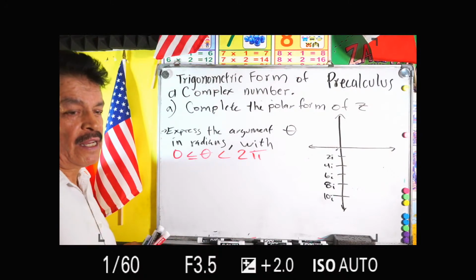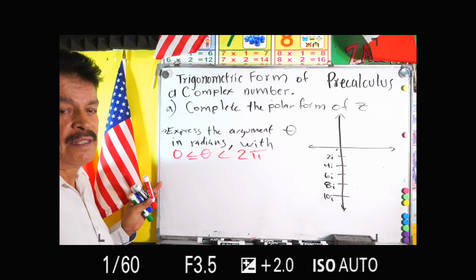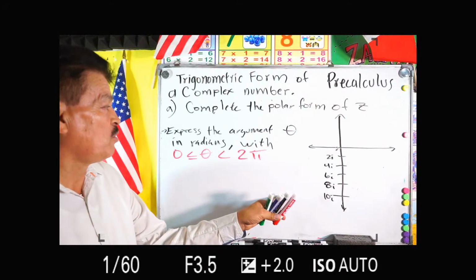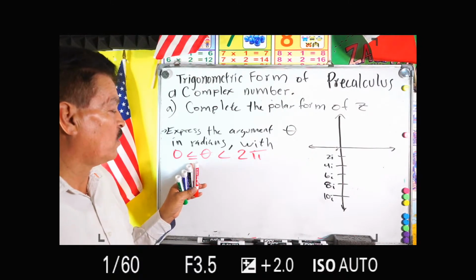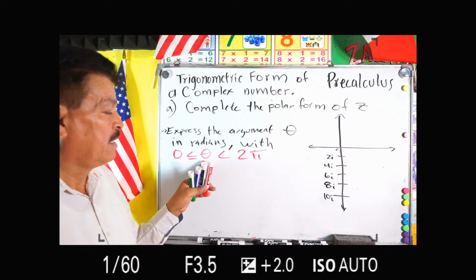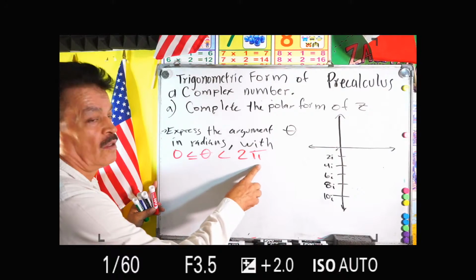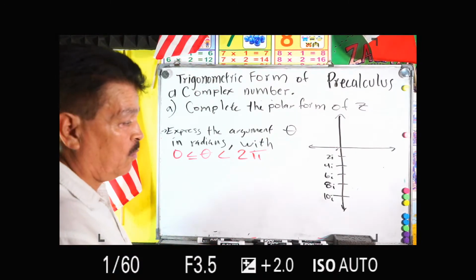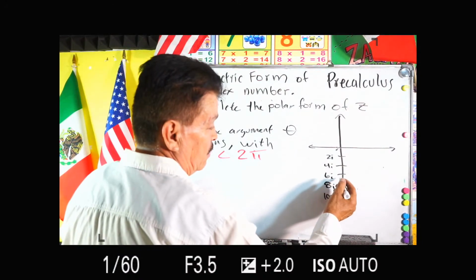All right, we have this problem here. We have to express the argument in radians with 0 less than or equal to this angle, and then less than 2 pi. Okay, we have to solve. Now we need to write a point right there. We have the point right here again.